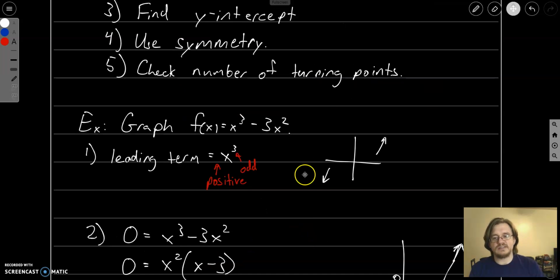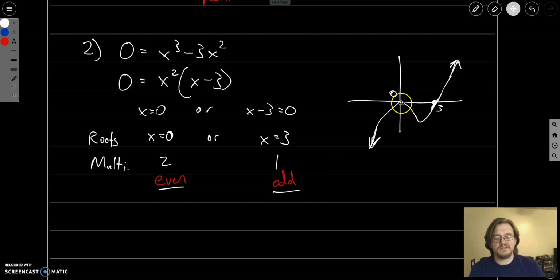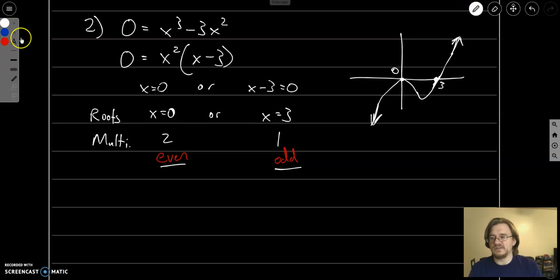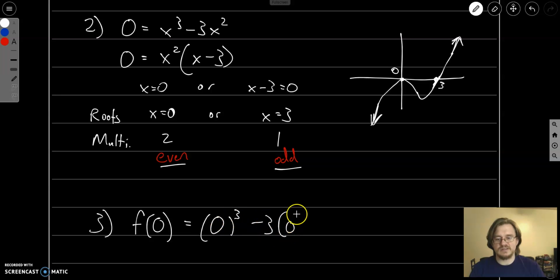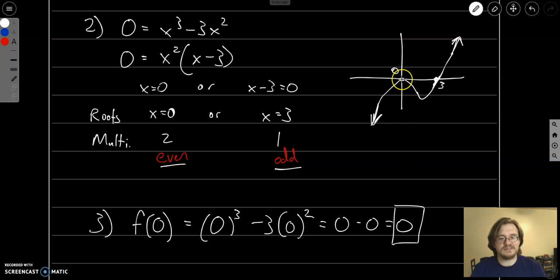Next, we need to find the y-intercept. Well, from our graph, the y-intercept should be at 0. But let's check. It's always important to check our work. So the y-intercept is when I plug in 0 into my function to see where it's going to cross the y-axis. Well, our function is just going to be 0 cubed minus 3 times 0 squared. Well, that's 0 minus 0, which is 0. So, very nice. Our y-intercept is directly at 0, which is just checking exactly what we've seen before.